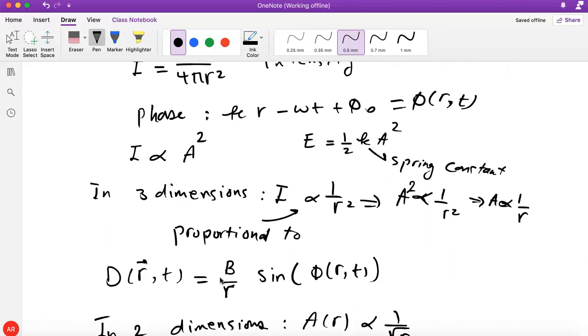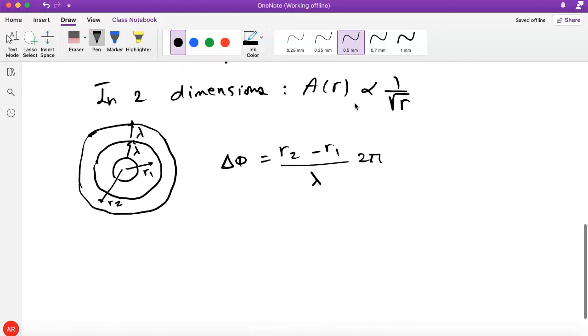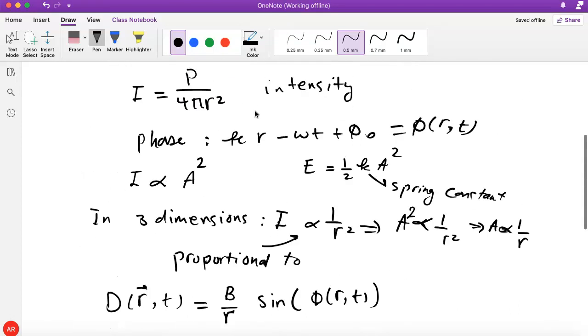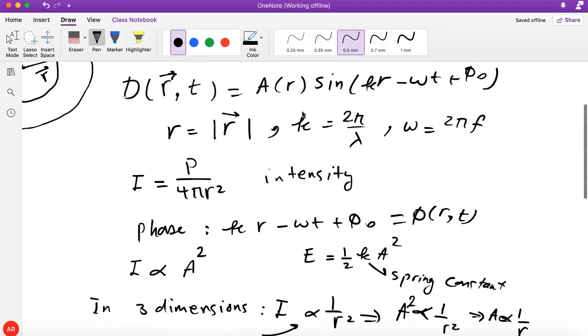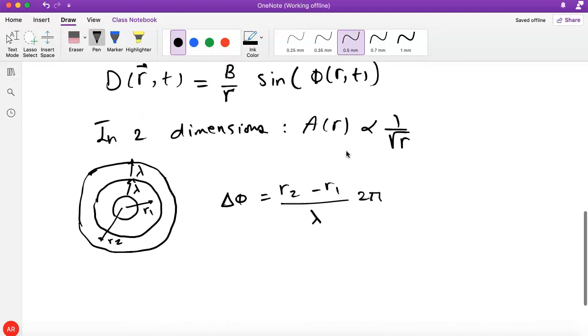That's what one gets from just subtracting these two phases, because if we're considering the phase at one instant of time, then omega t minus omega t plus phi naught, they just cancel out. And then we're left with k times r2 minus r1, and k, the wave number, is 2 pi over lambda. All right.